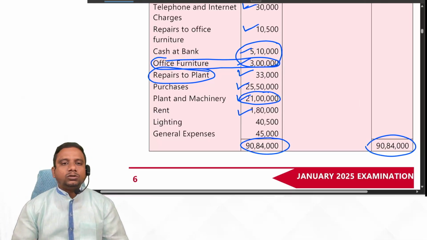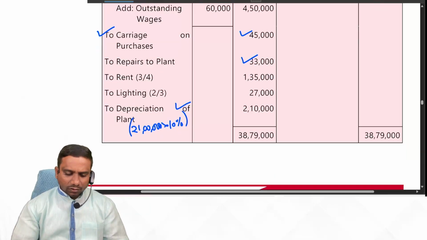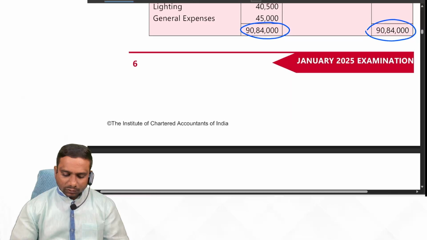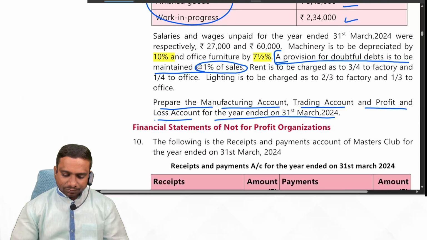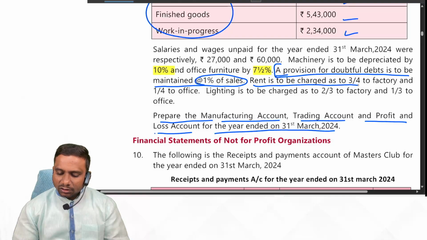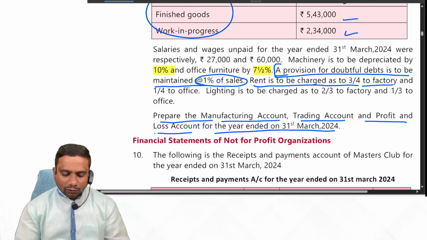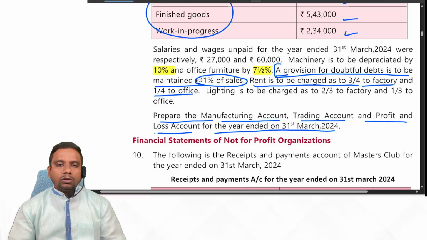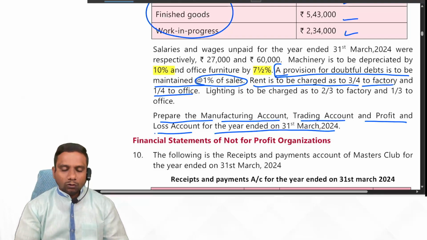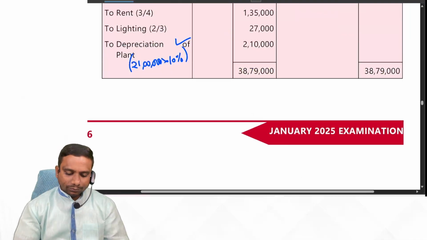Rent. Rent is 1 lakh 80,000. But regarding rent, we have some adjustment. Rent is to be charged 3/4 to factory and 1/4 to the rest. So out of the rent paid, 3/4 relates to the factory, so it is shown on the debit side of manufacturing account. 1/4 to the rest. Very good. So what's the total rent paid?